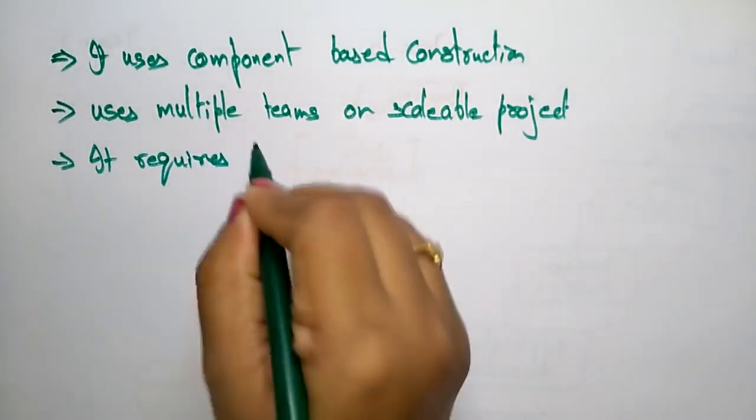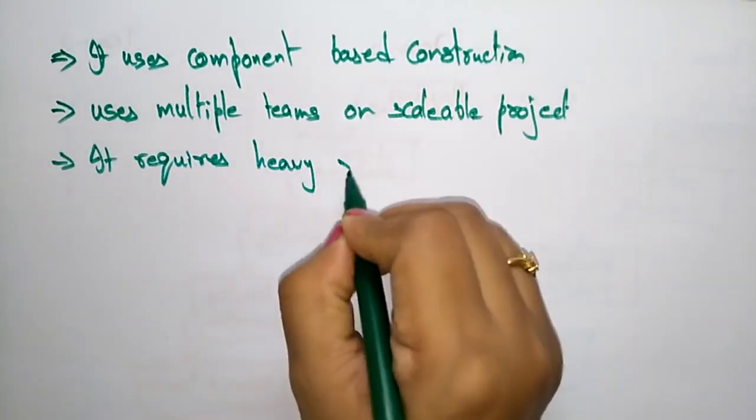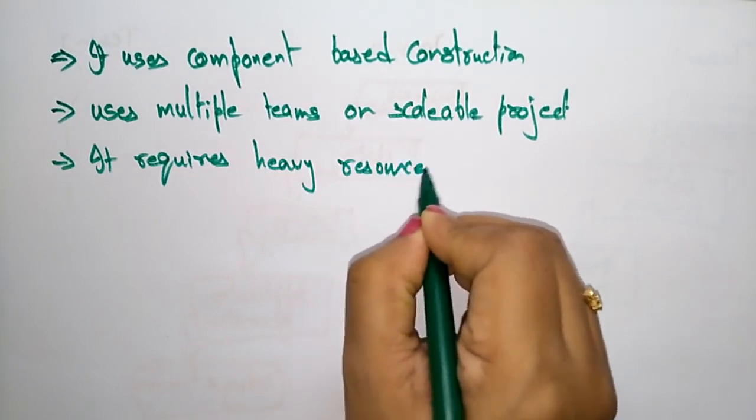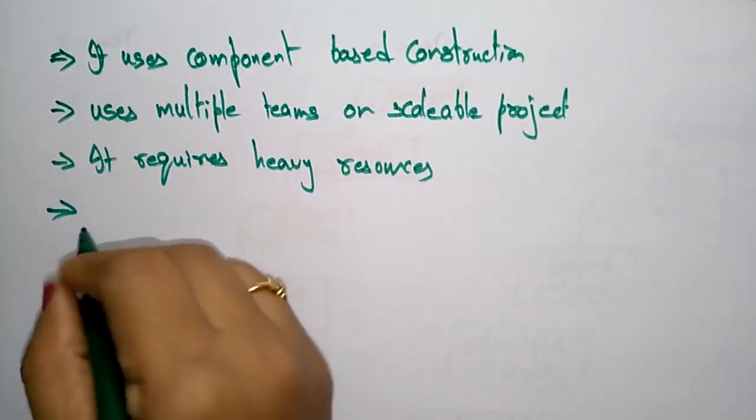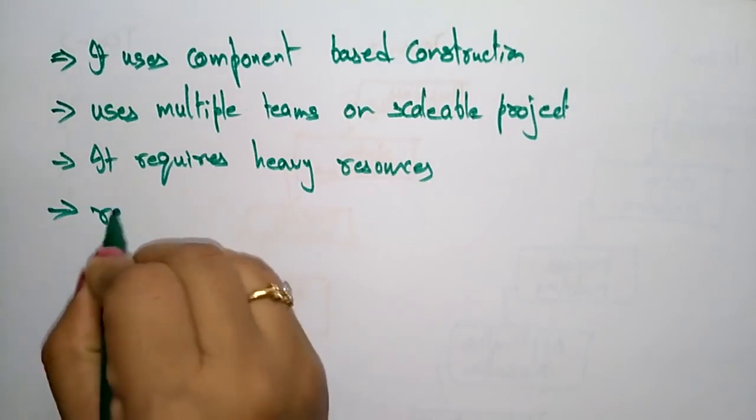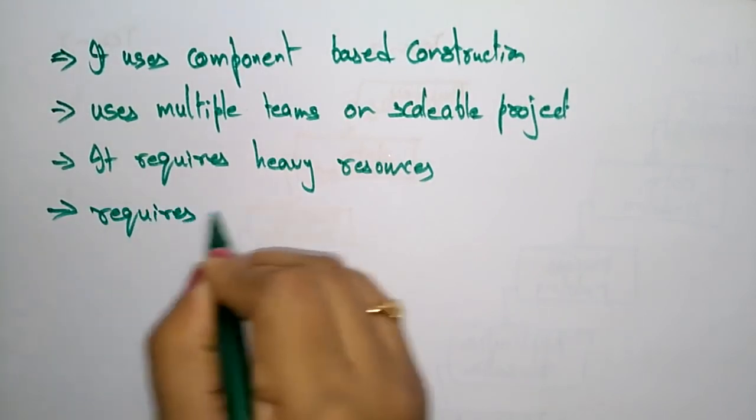And then it requires heavy resources. Why does it require heavy resources? Because each team is working on the same project, team 1, team 2, team 3. So the manpower has to be increased by using the RAD model. Why do we require more manpower? Because we have to submit the project within 60 to 90 days. So it requires heavy resources, and requires developers to write the code, everything.